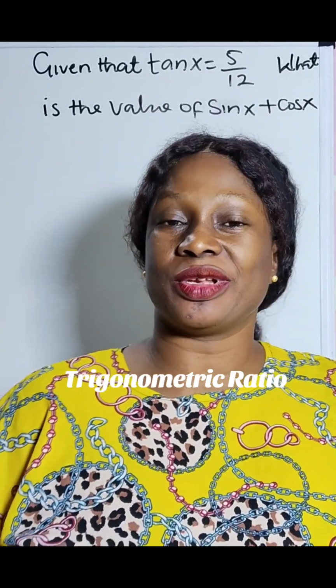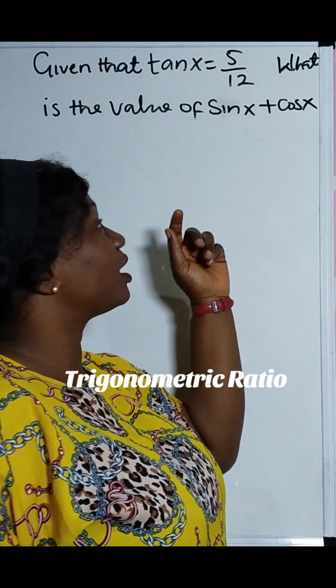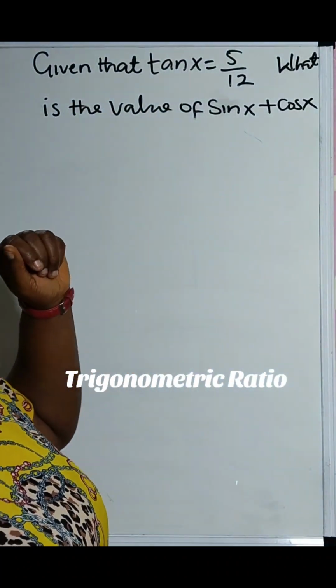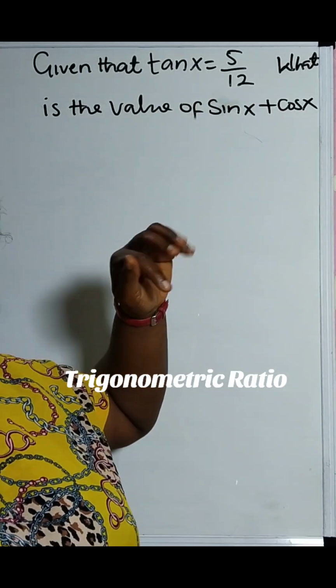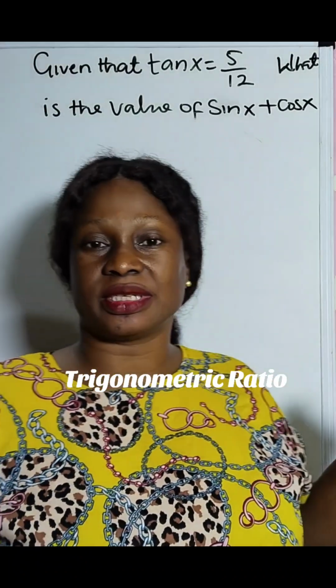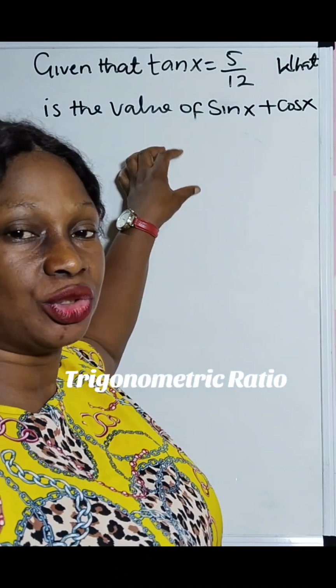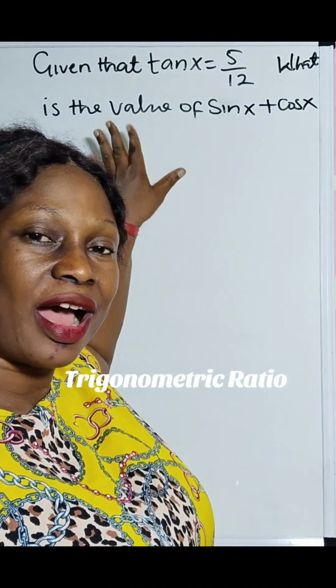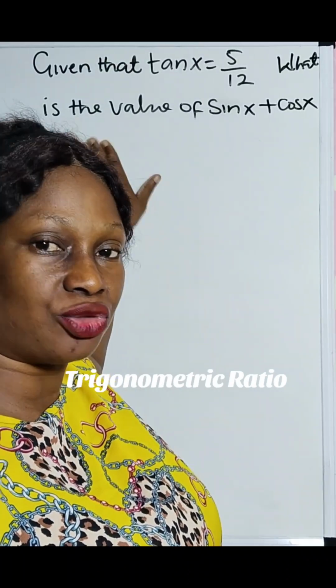Let's look at the question we have on the board. The question says, given that tan x is equal to 5 over 12, what is the value of sin x plus cos x? When you come across this kind of question, know that this is a trigonometrical ratio and it has to do with a right angle triangle.